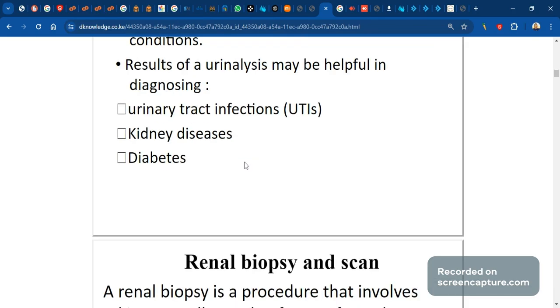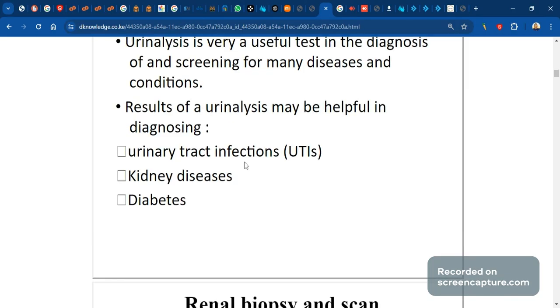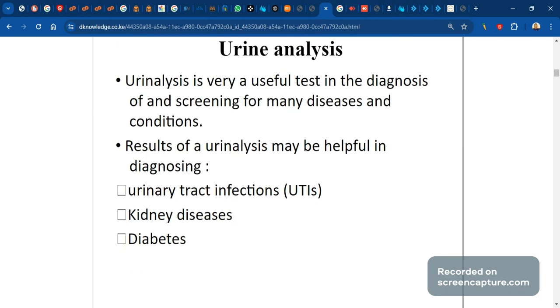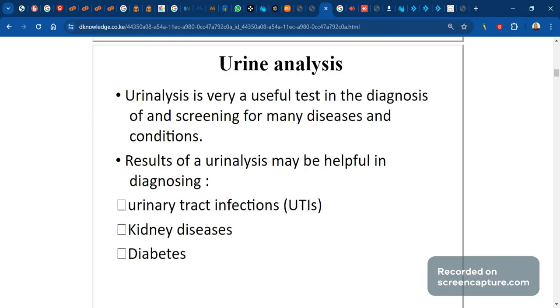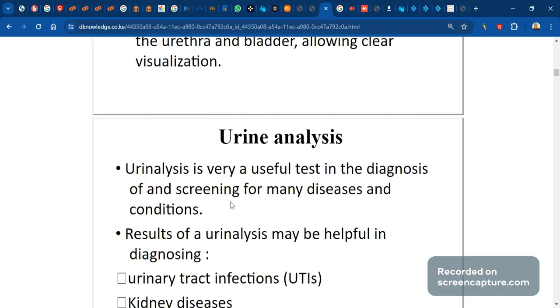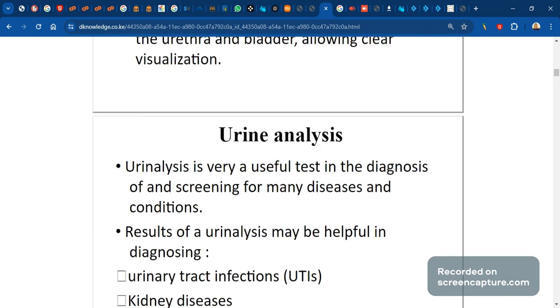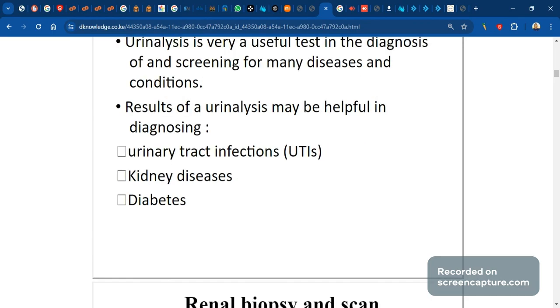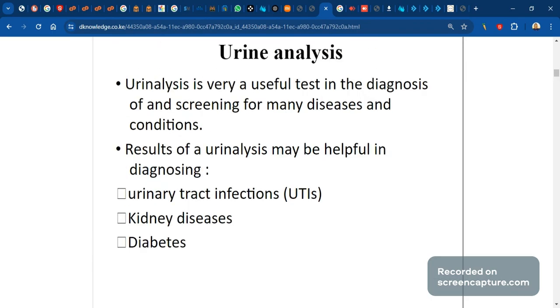So kidney disease, you can also check by doing a urinalysis. Diabetes as well, we do urinalysis. In diabetes, we do urinalysis to check for ketones or glucose. Ketones in the urine, we call ketonuria. Glucose in the urine, we call glucosuria. So all kidney diseases can also be checked with urinalysis. When you have glomerulonephritis, we expect to see blood in the urine.